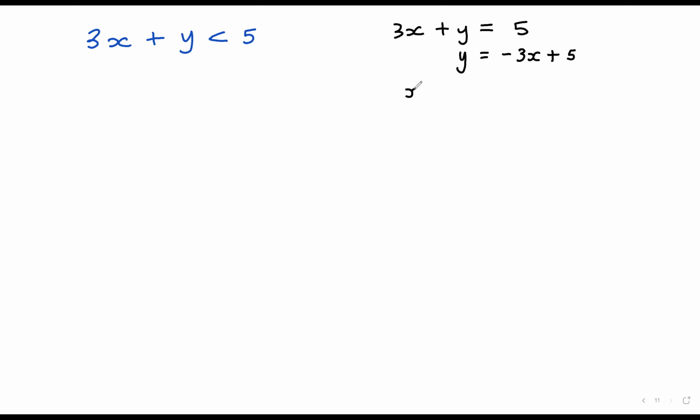So the x-intercept of this line: x-intercept would be 0 is equal to negative 3x plus 5. So then I'm going to put 3x on this side. 3x is equal to 5. So then x is equal to 5 over 3.